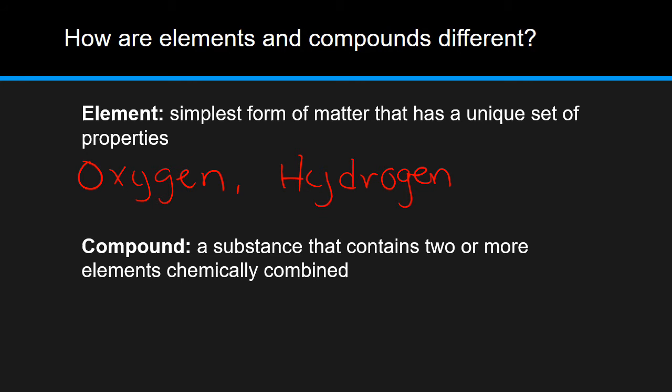A compound is a substance that contains two or more elements that are chemically combined. Water is made up of two hydrogen atoms and one oxygen atom, and that's chemically combined. So that's a compound because there's more than one element.